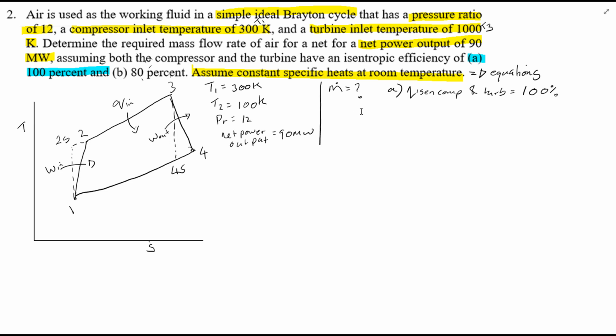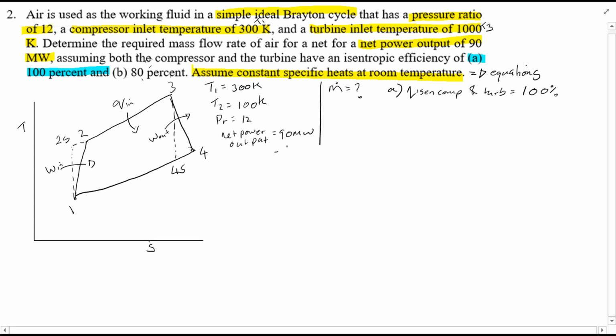Hello and welcome to example sheet 3, question 2. We're looking at the simple ideal Brayton cycle. Pressure ratio of 12 is given. Compressor inlet temperature of 300 K, so this is the temperature at point 1. And turbine inlet temperature of 1000 Kelvin, so this is at point 3. I've drawn this here. And we're asked for a net power output of 90 megawatts.